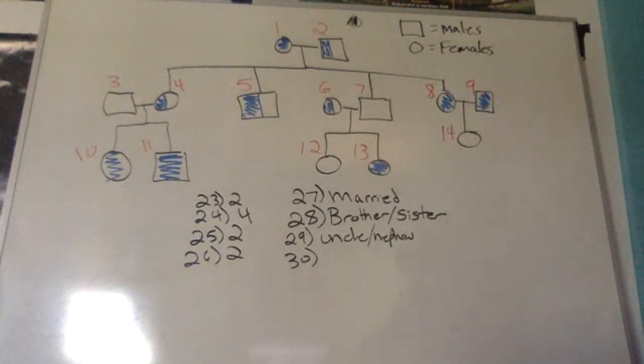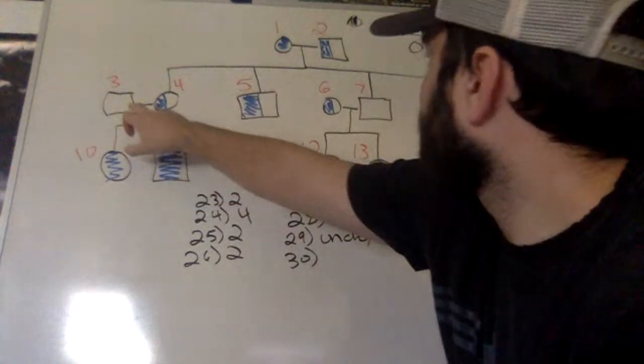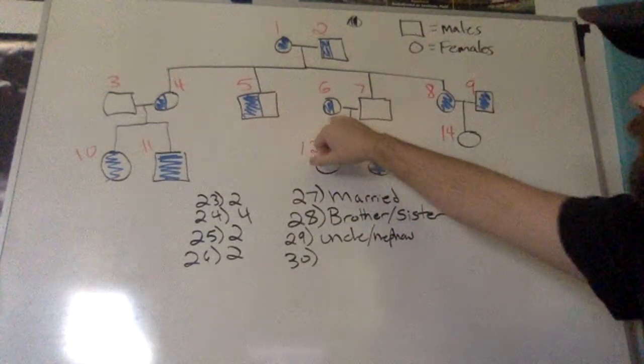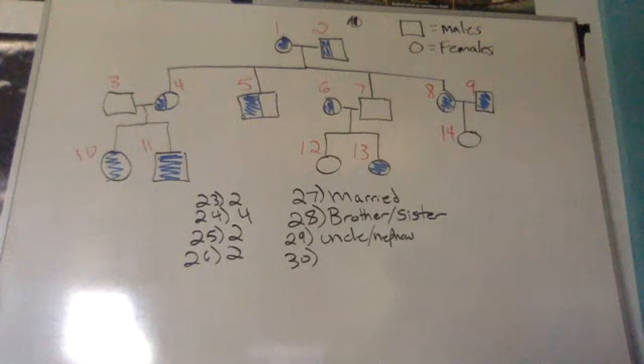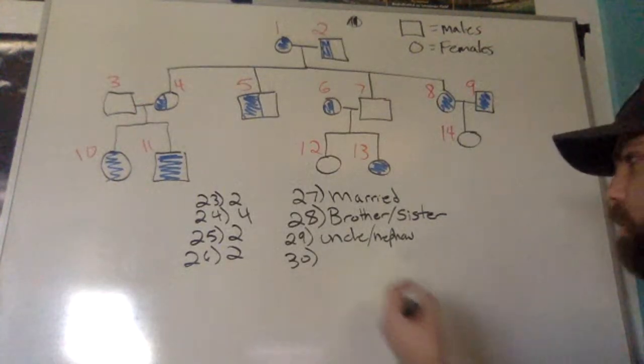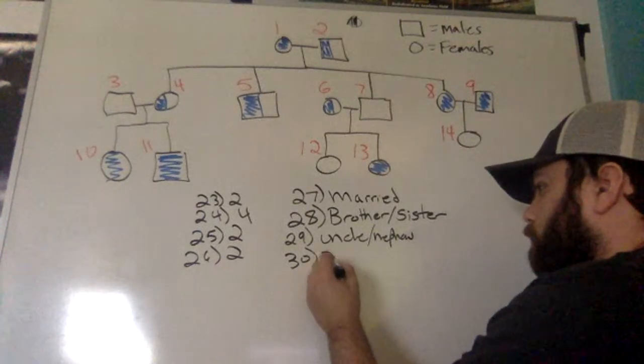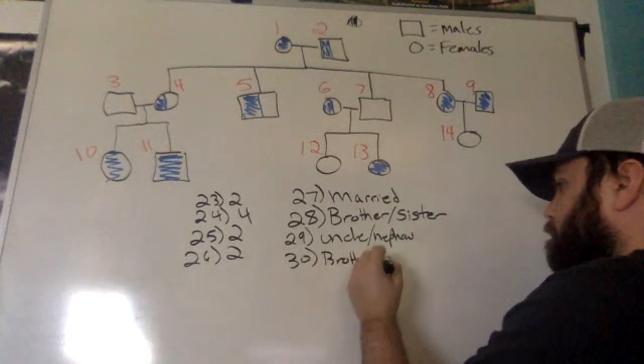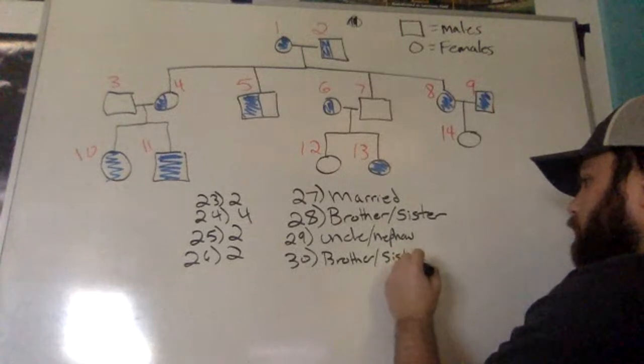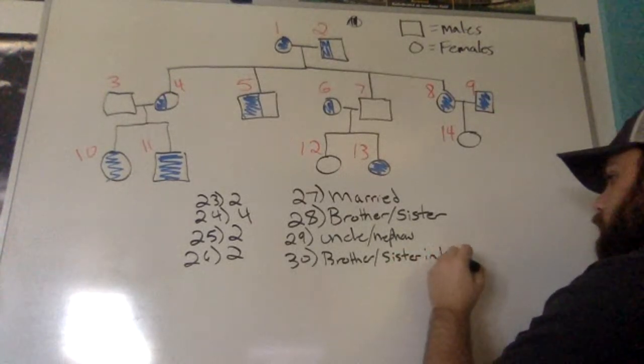How are number 3 and 6 related? So we go to 3, we go to 6. You could basically say they're brother and sister-in-law. That one was a tough one. I didn't really mark off if you guys got that wrong. All right. So brother and sister-in-law.